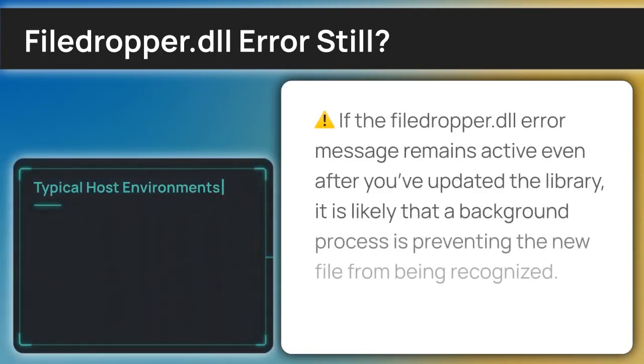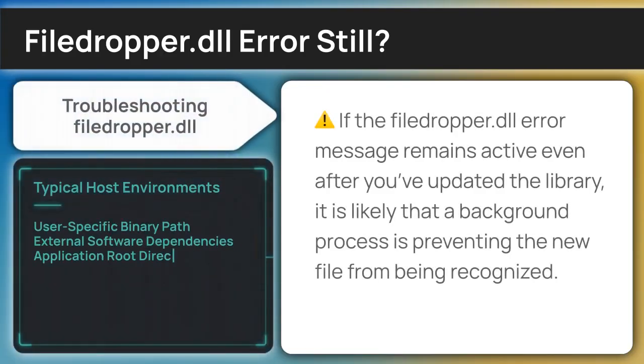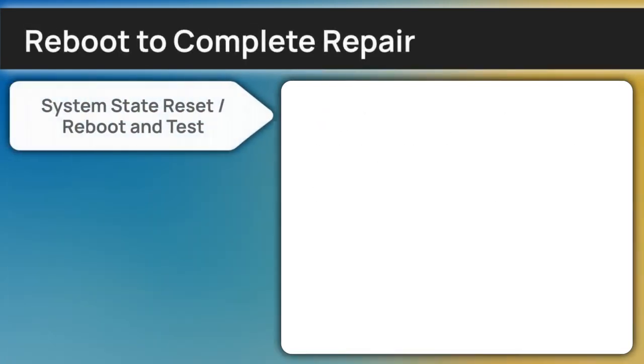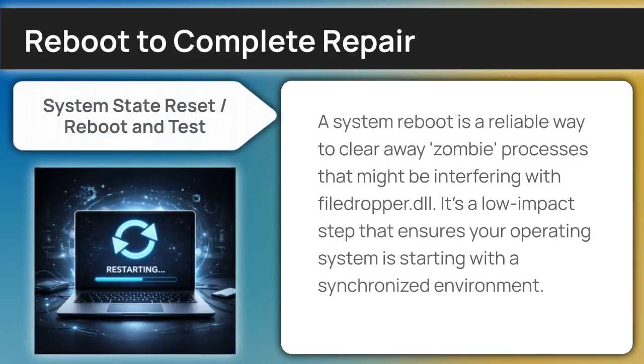If the setup package didn't provide a resolution, we need to look under the hood at how your system handles current session configurations. A full system restart clears the temporary memory cache and allows Windows to attempt a fresh initialization of all required libraries, including Filedropper module.